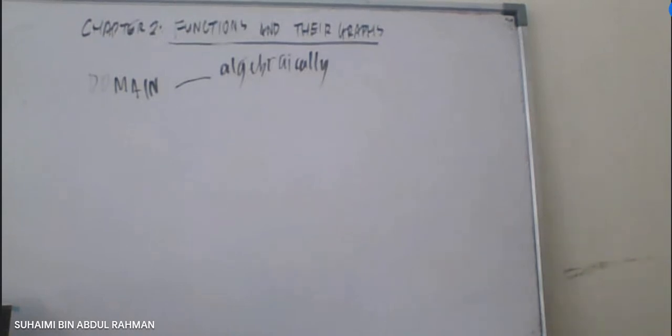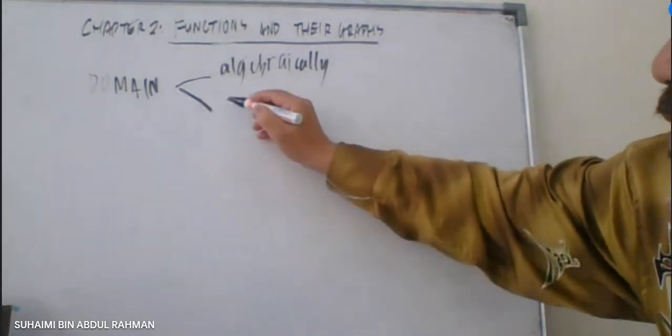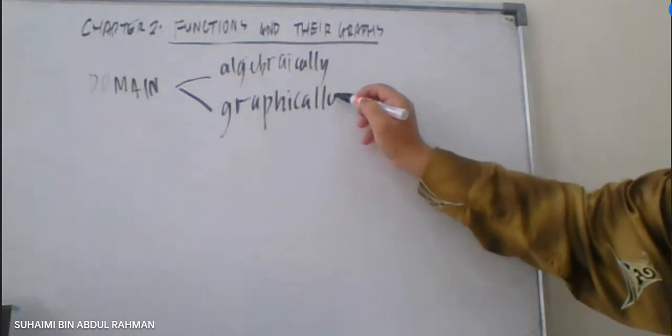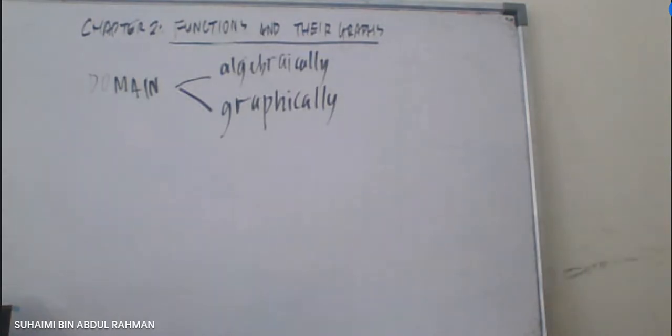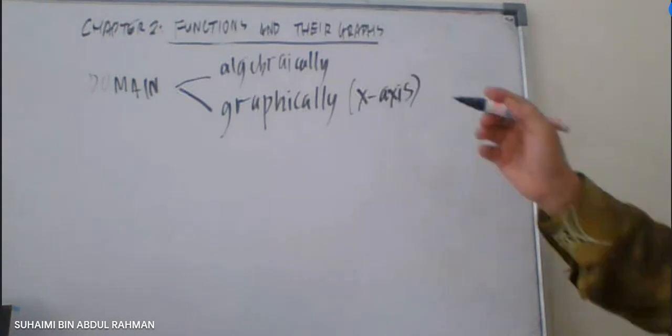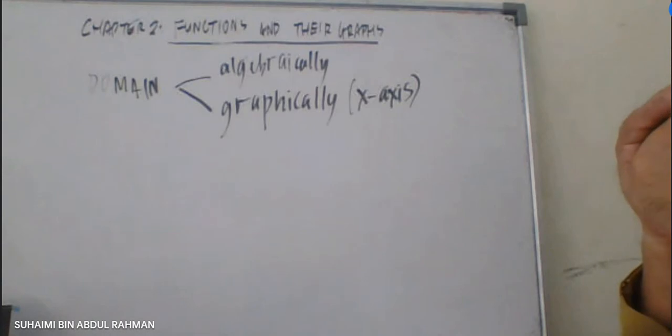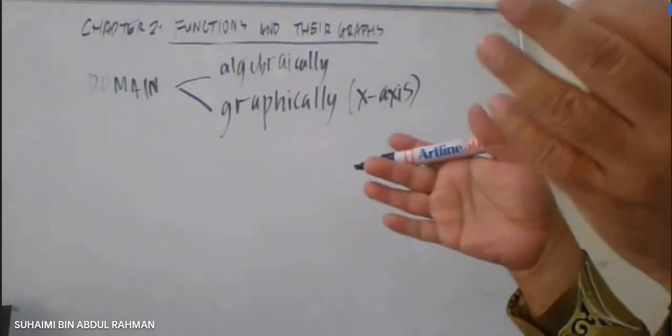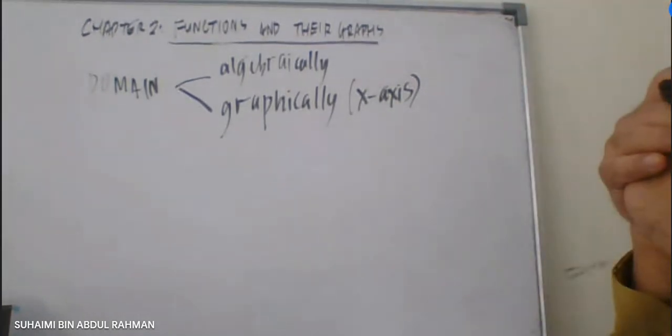Apart from the algebraic method of finding the domain, we can find the domain using the graphical method. For the graphical method of finding the domain, we just look at the x-axis. The x-axis represents what is supposed to be our domain.